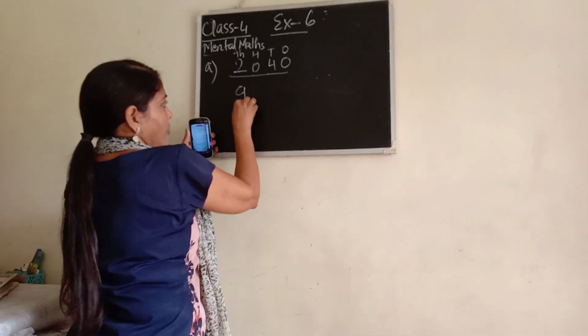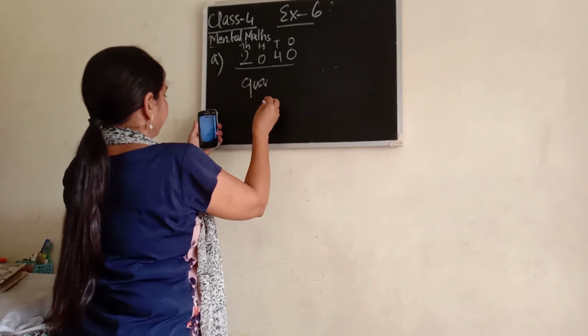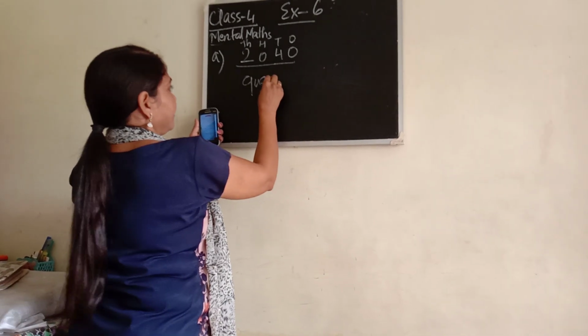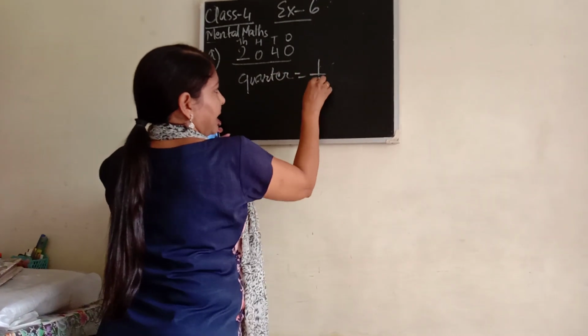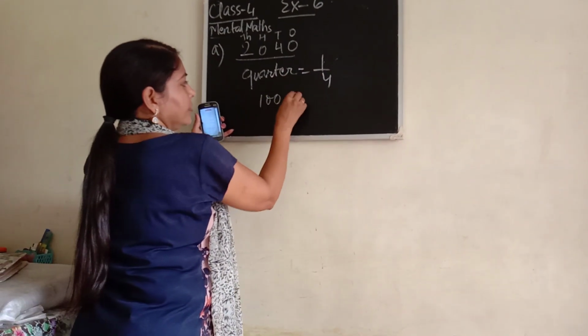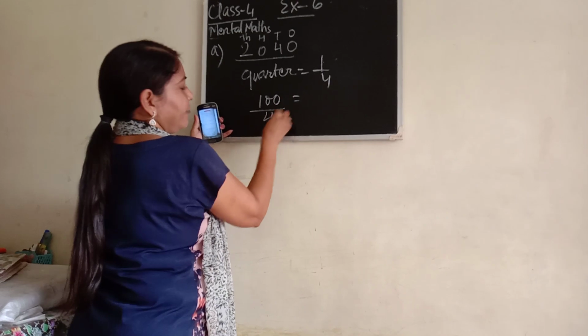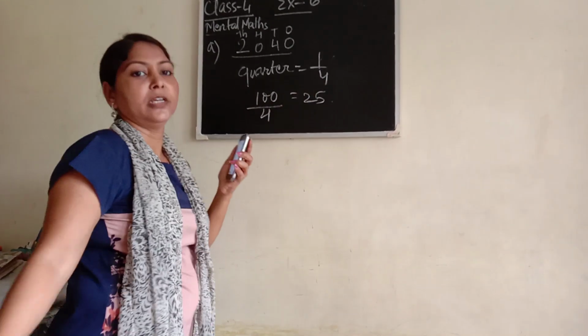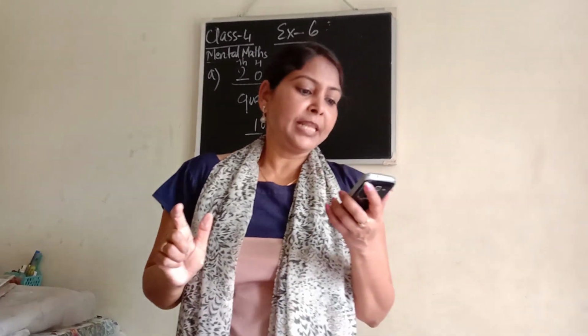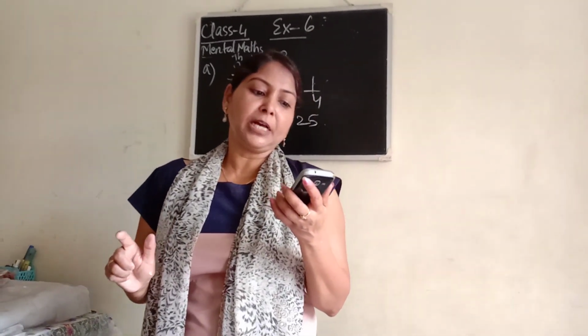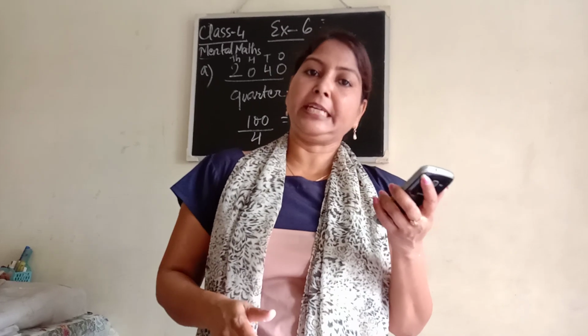Quarter means 1 by 4. So 100 divided by 4, you get 25. So 25 is the fourth part of 100. Okay. Then next question, 19 plus how much is equal to 76?